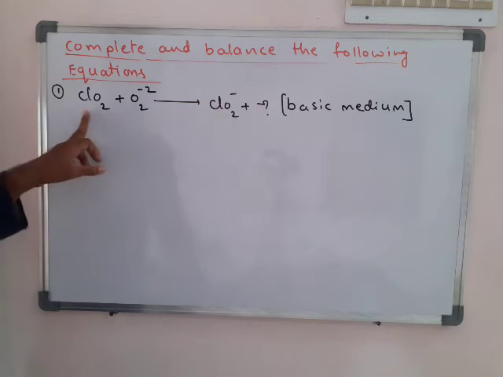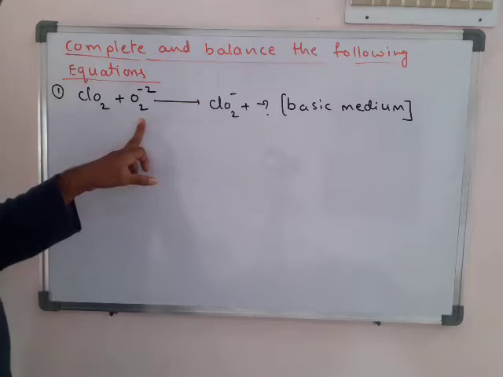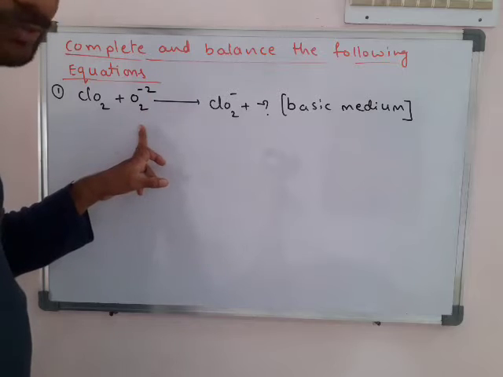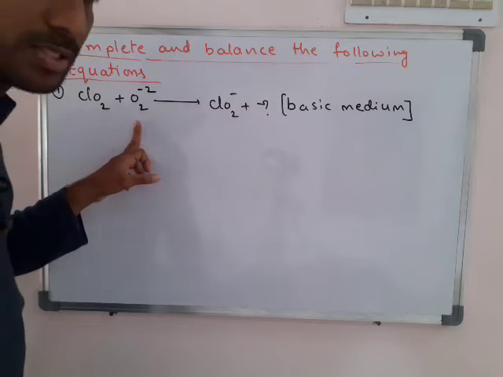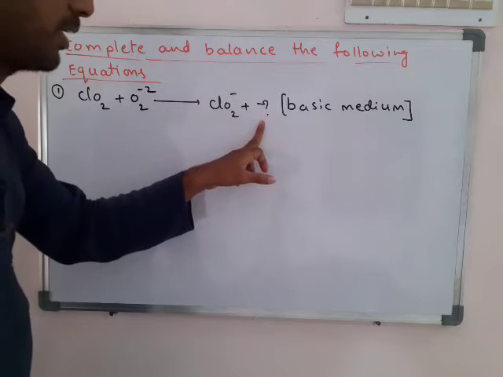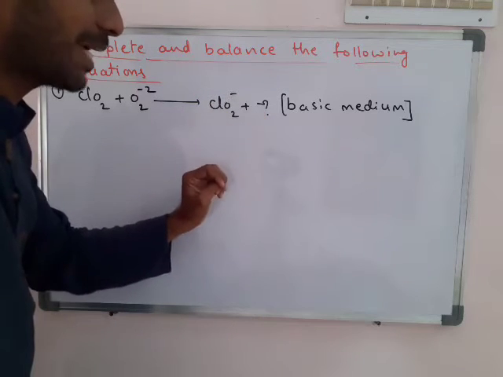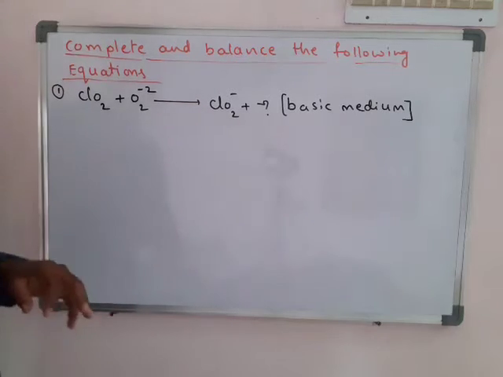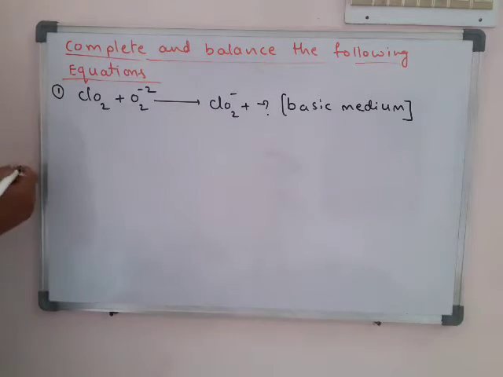The question is ClO2 plus O2 2-. O2 2- means it's a peroxide, one oxygen having minus 1 oxidation number. So forming ClO2 minus plus question mark here. So we have to complete the reaction and balance the reaction. So it is very important again to check the change.